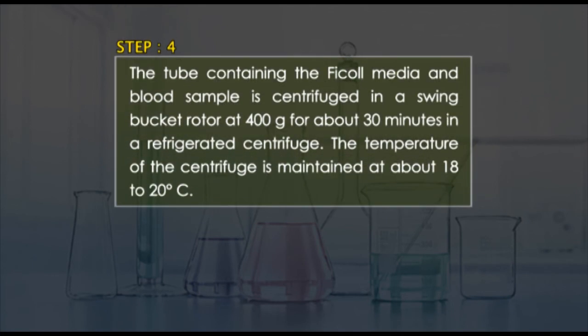In step 4, the tube containing the Ficoll media and blood sample is centrifuged in a swing bucket rotor at 400 G for about 30 minutes in a refrigerated centrifuge. The temperature of the centrifuge is maintained at about 18 to 20 degrees Celsius.